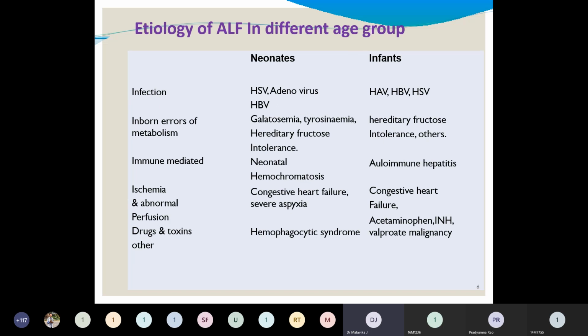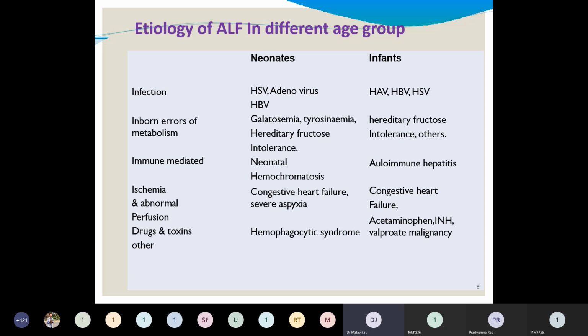Coming to the neonatal age group, the infectious causes are herpes simplex virus, adenovirus, and hepatitis B virus. The next important component in the newborn period is inborn errors of metabolism, mainly galactosemia, tyrosinemia, hereditary fructose intolerance, and immune-mediated conditions like neonatal hemochromatosis. Next is ischemia and abnormal perfusion due to congestive heart failure in the newborn period and severe asphyxia. Then drugs and toxins and other conditions like hemophagocytic syndromes. Drugs and toxins are very uncommon in the newborn period.